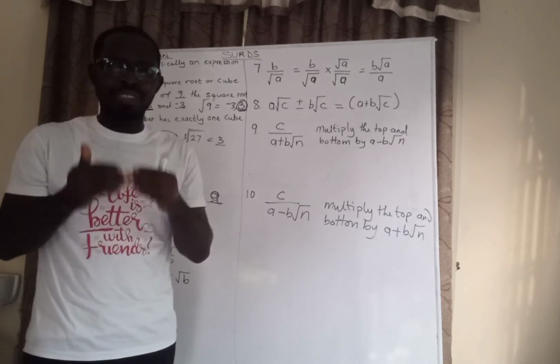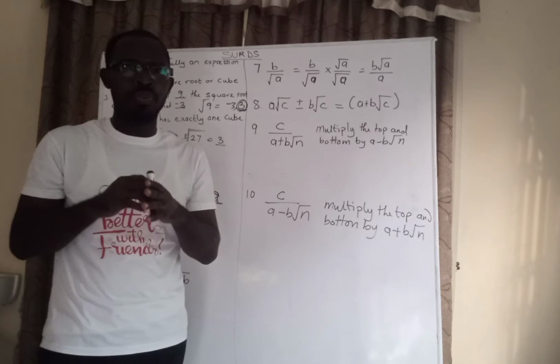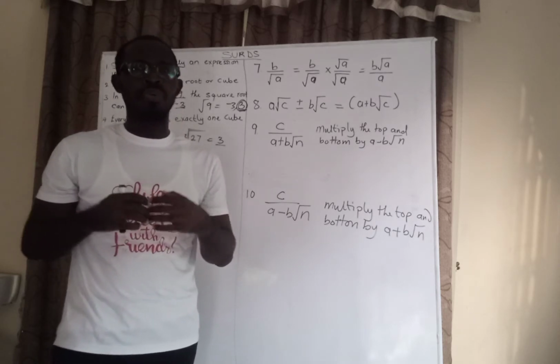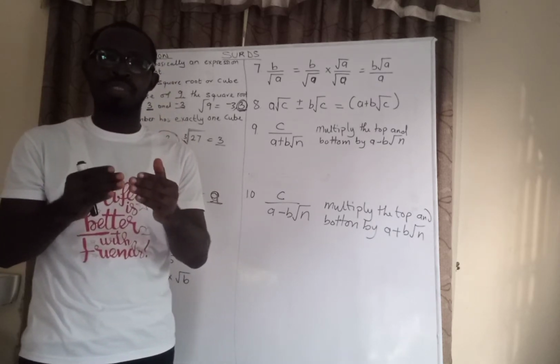We will look at examples under each golden rule. So we take the first golden rule and then we will solve some questions on it.